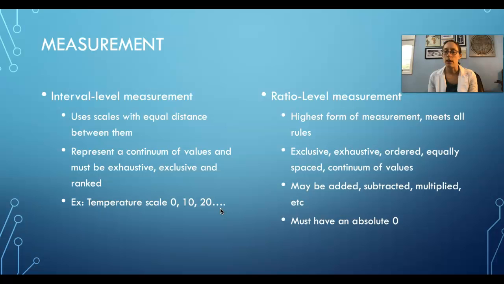Then we get ratio level measurement, which is the highest form of measurement, and it meets all of the rules. So it's got to be exclusive, exhaustive, ordered, equally spaced, and there needs to be a continuum of values. So they can be added or subtracted or multiplied and so on. And the final rule here is that there has to be an absolute 0. So for example, when a baby is born, it can't weigh -2. There has to be an absolute 0 there. But we would have to go up by the same scale in order for that to be a ratio level measurement.